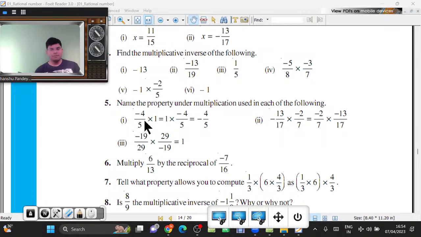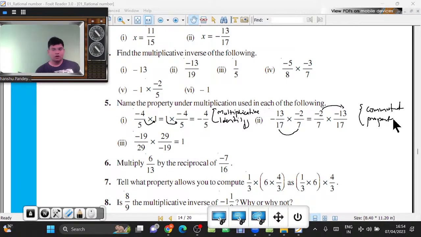In the first property, the number is being multiplied by 1. So if you multiply a number by 1, the value does not change, and so the answer is multiplicative identity. Multiplication by multiplicative identity. Okay? In the second one, you can say A into B is equal to B into A. So this is commutative property. Commutative property of multiplication. Okay?